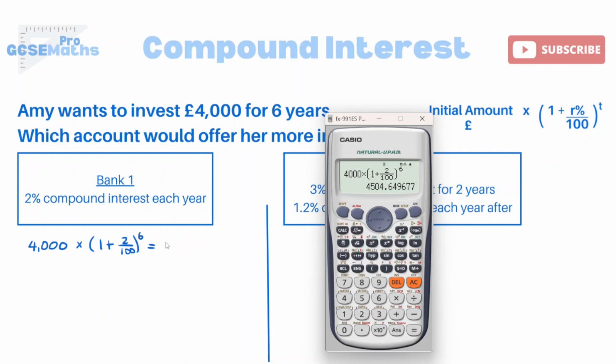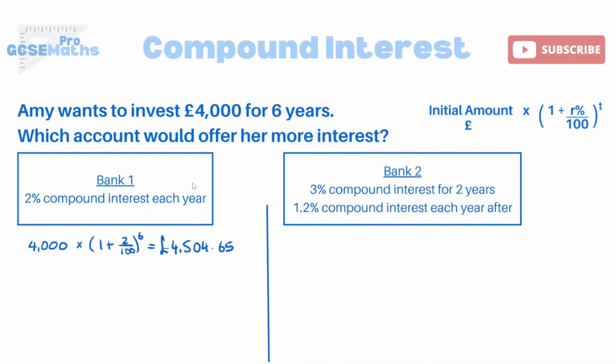£4,504.65 if I round it to 2 decimal places. Okay, now it does say which bank gives her more interest, so you could subtract the 4,000 if you want to isolate purely the interest. But technically, because we're starting off with the same amount, the initial amount is the same for both banks, 4,000 or 4,000, the bank that gives more interest will be the bank that gives you a higher value anyway. So you don't really need to work out the interest if you don't want to, but I'll just do it for the sake of it. So therefore, the interest would be, as you can see, if I subtract it, obviously just £504.65 for that one.